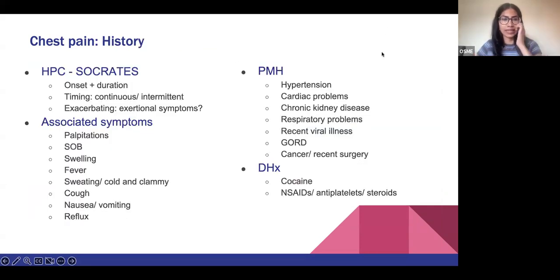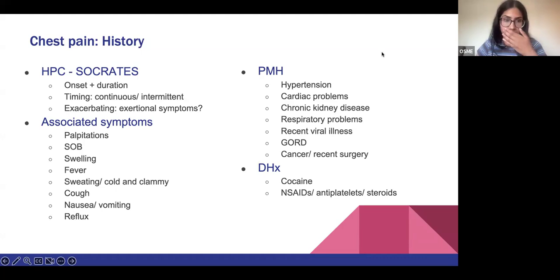So in the history presenting complaint, you can take your full SOCRATES, and it's really important to establish, especially the onset, duration, and the timing. So is it a continuous chest pain? Is it getting worse, better? Or is it intermittent? And if it's intermittent, are there any triggers or exacerbating factors? And a key exacerbating factor to ask for here is exertional chest pain. So that can point you towards a cardiac cause where you have outflow obstruction, something like aortic stenosis.